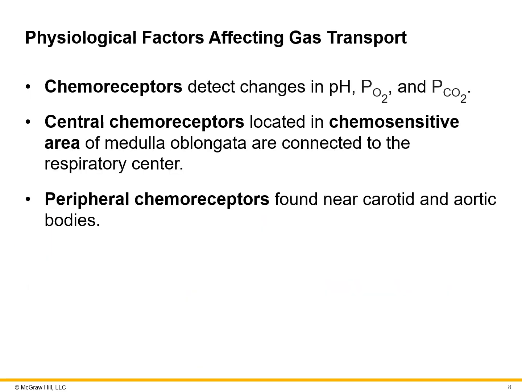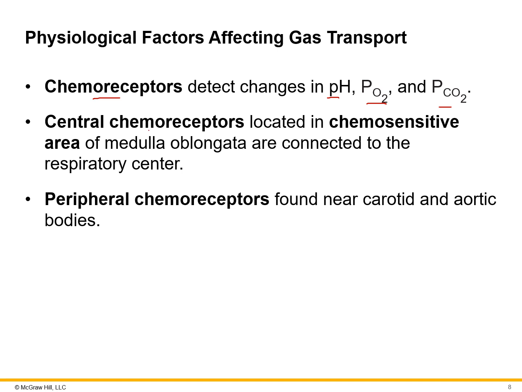All right, now things that affect that transport. So chemoreceptors. So this is going to look for changes in pH. So again, as that carbonic acid is becoming bicarbonate and hydrogen ions, it's going to change the pH. So we have receptors that look for that. We also have receptors that look for changes in the partial pressure of oxygen and carbon dioxide.